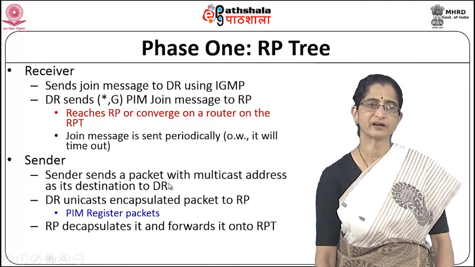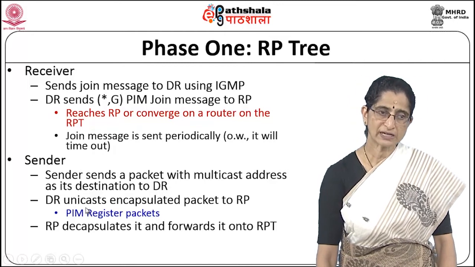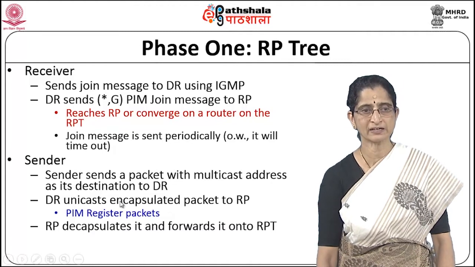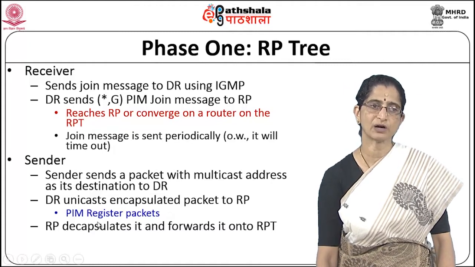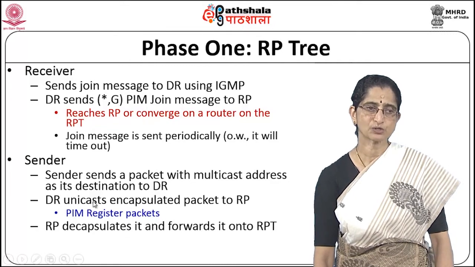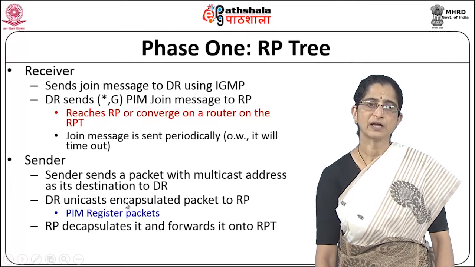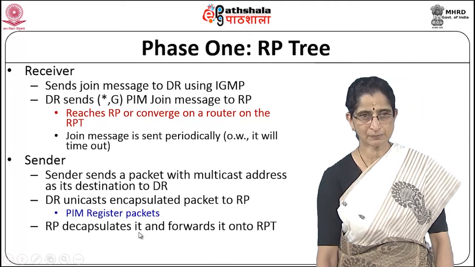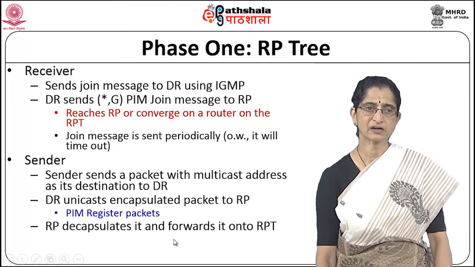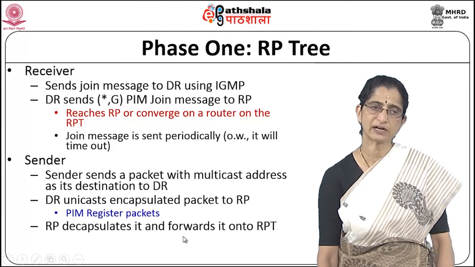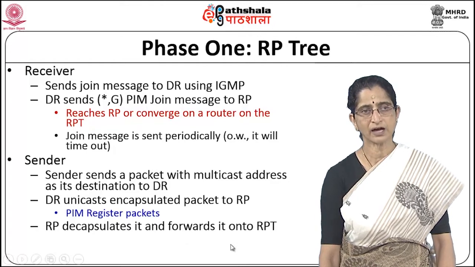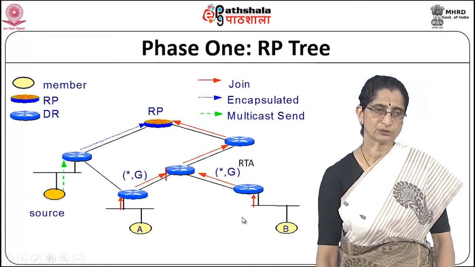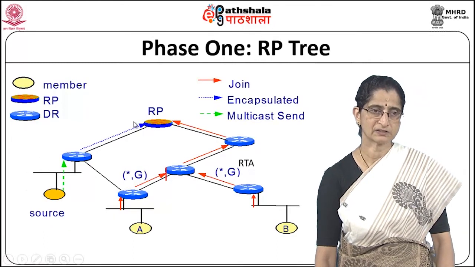And what this designated router will now do is unicast this packet, that is, it will encapsulate this multicast packet into a unicast packet and send it to the RP. Okay, this is called a PIM register packet. So it sends what is called a PIM register packet to the RP, and the RP will decapsulate that unicast packet, and when it opens it, it will find a multicast packet. So that will be forwarded by it onto the RP tree, the reverse path tree that has been constructed. You can understand this with respect to this example.